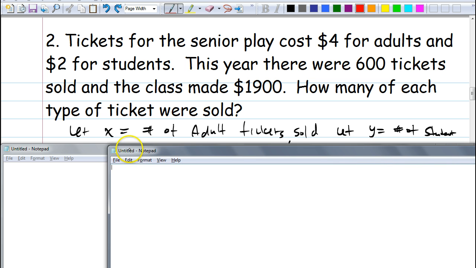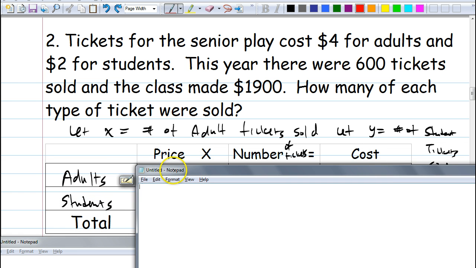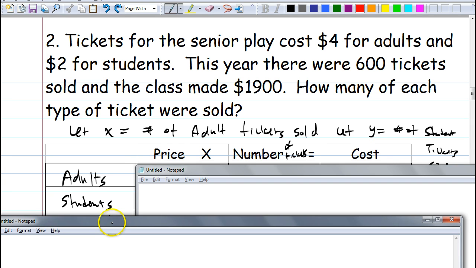So let's use the chart because the chart is going to help us come up with the equations. You've seen this chart before, right? Price times number of tickets gives you the cost for each of these. So for the adults, what should we plug in for the price? Song, what did they say? They say for adult ticket it is $4, and then for students, $2. Very good. Does that make sense, guys?